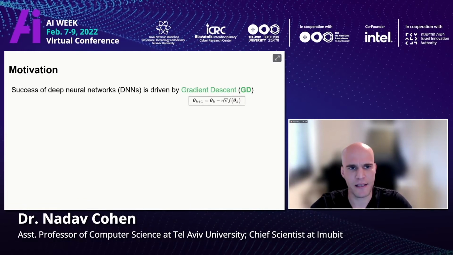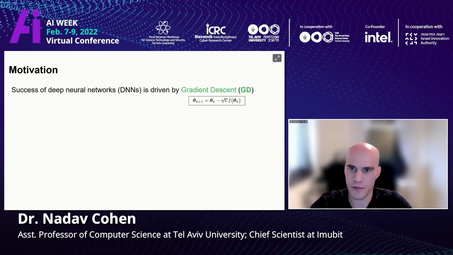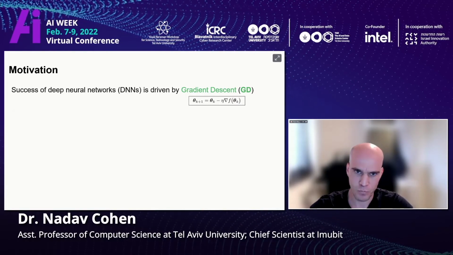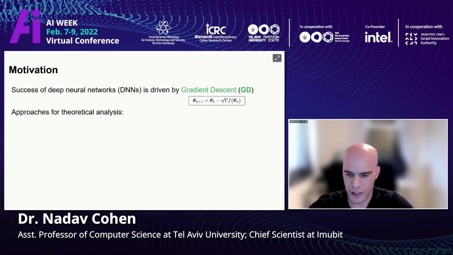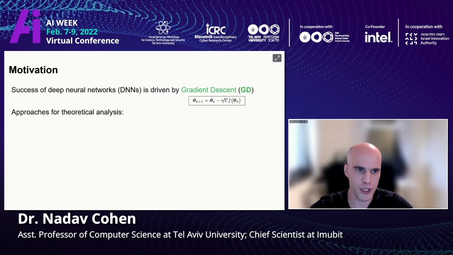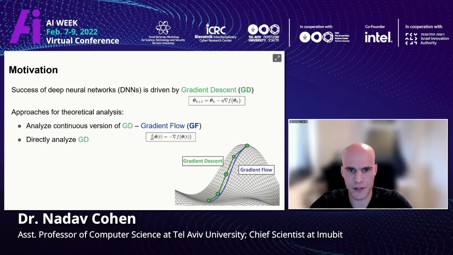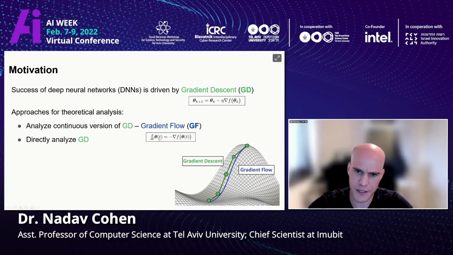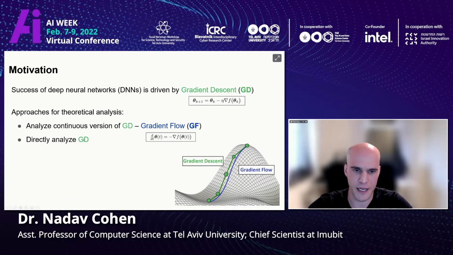It's widely accepted that the success of deep neural networks is largely driven by the optimization algorithms that people use, which in one way or another are variants of gradient descent. And if you want to theoretically analyze these phenomena, then roughly speaking, there are two classes of approaches. One is to analyze a continuous version of gradient descent, which is gradient flow. It's what you see here. It's a continuous curve in space that moves in the direction opposite to the gradient. And the other approach is to directly analyze gradient descent.